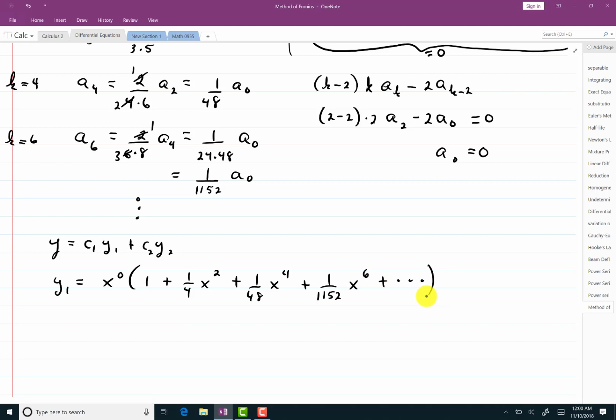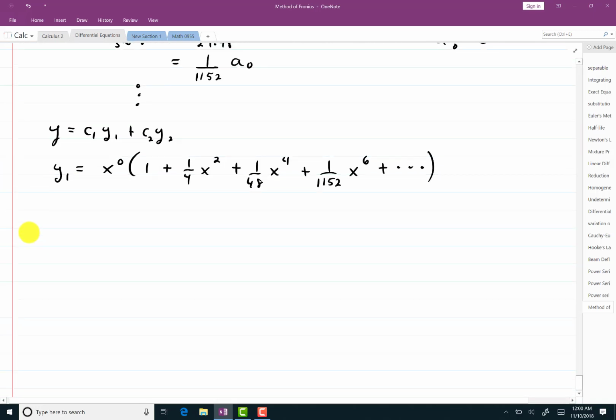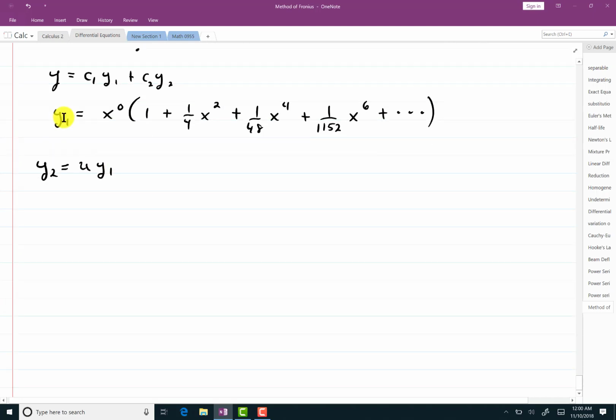Now the question is, if we want a second one, how do we go about getting it? Well, believe it or not, a way of getting the second answer is you can let y2 equal u y1. If you remember, this is reduction of order. Then you can do a whole bunch of stuff, but look in your book, there's a formula that results from plugging in and doing all the differentiation. And the y2 formula looks like this.